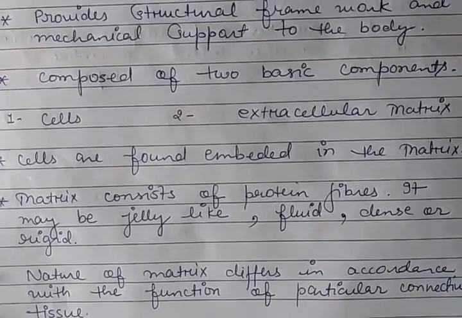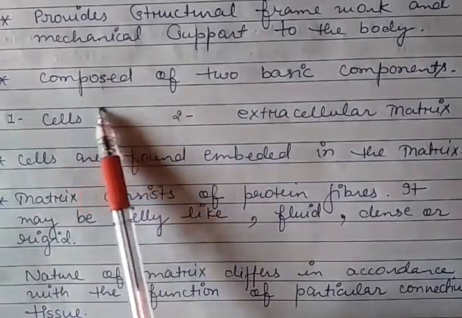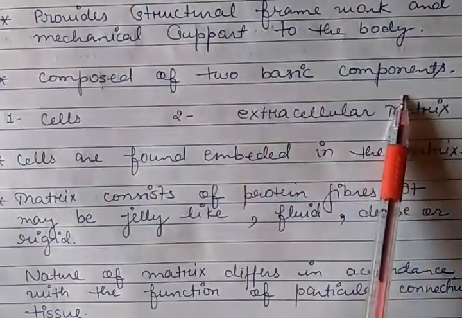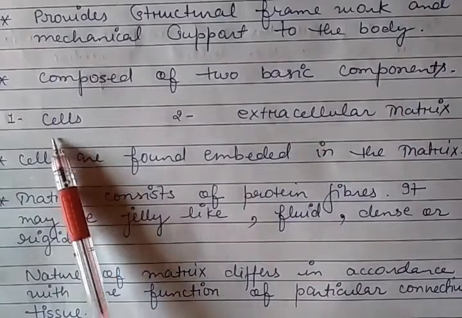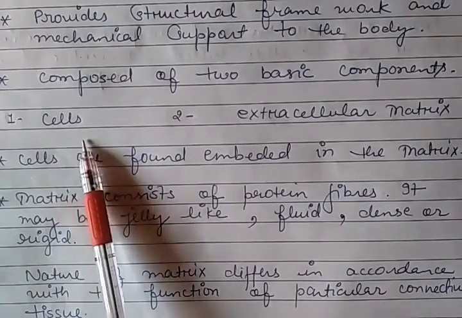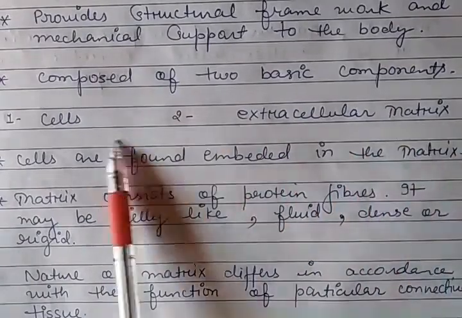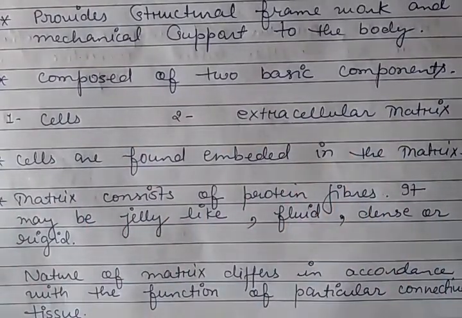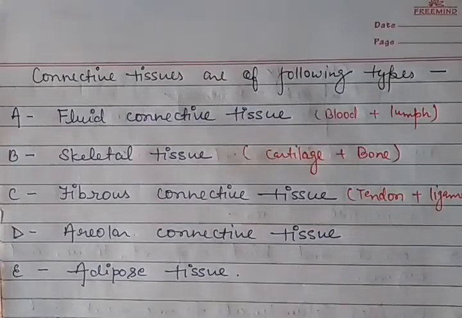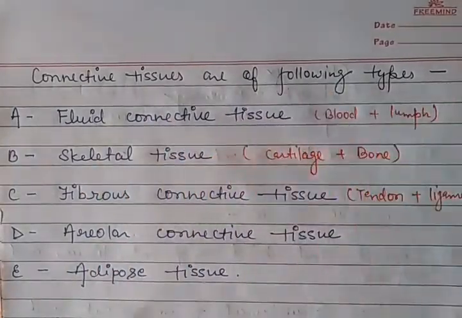But you have to remember, connective tissue is made up of two basic components. The first one is the cells, which are the functional unit of that tissue, and the extracellular matrix in which the cells are found. Now, connective tissues are of the following types.